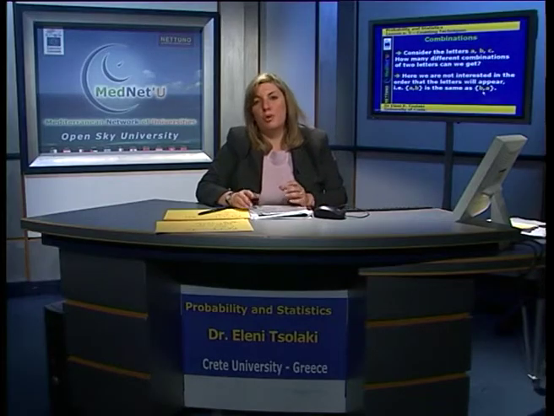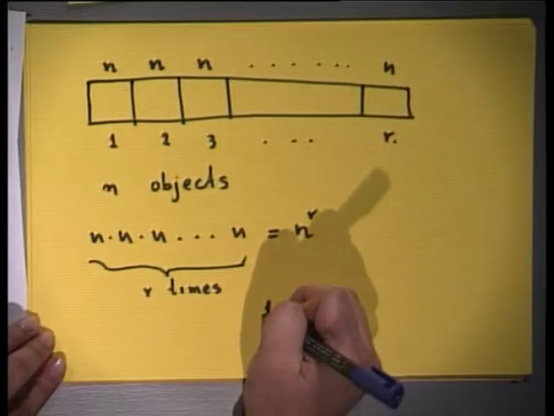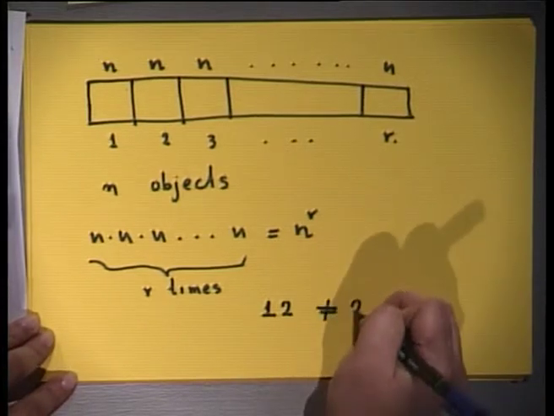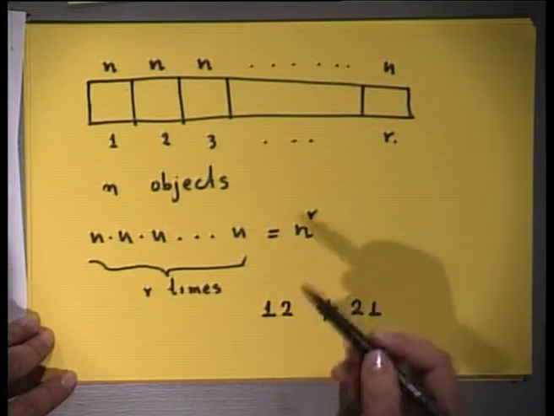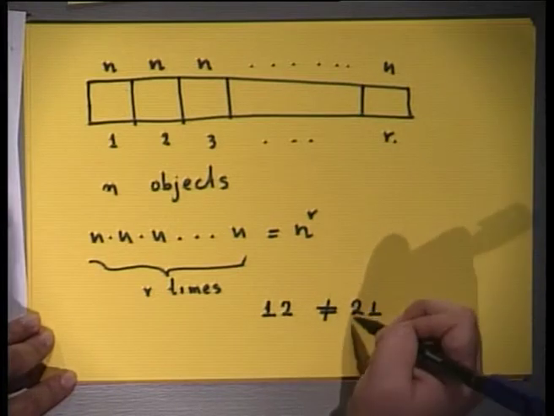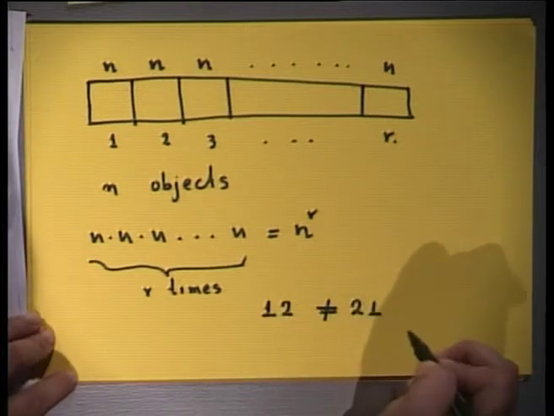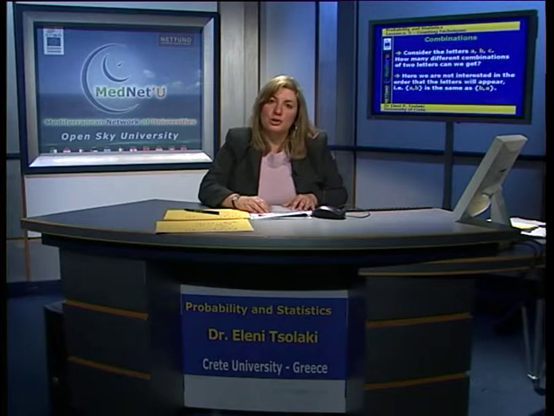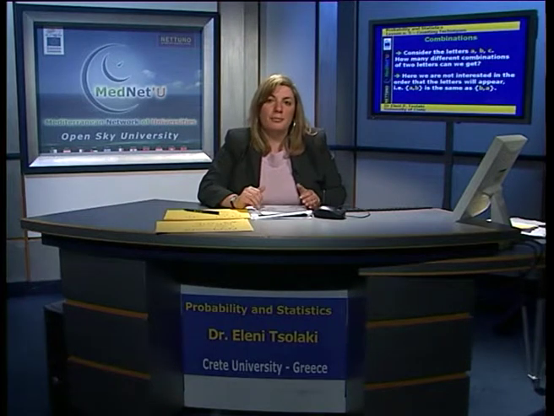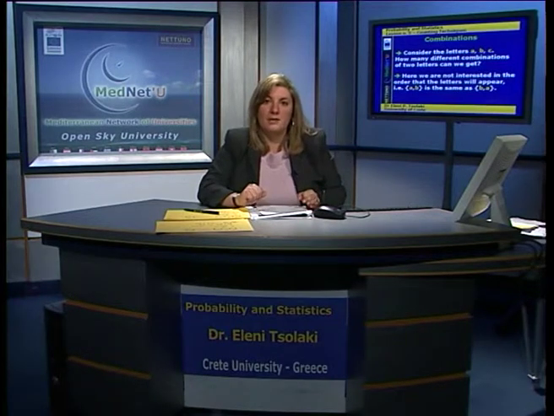In the examples we saw before, the number 12, for example, was different than the number 21. So we're interested in picking up 1 first and 2 second, and then 2 first and 1 second. These are two different choices. When we have combinations, we are not interested in the order as we said. Picking A first and B second is the same as picking B first and A second.